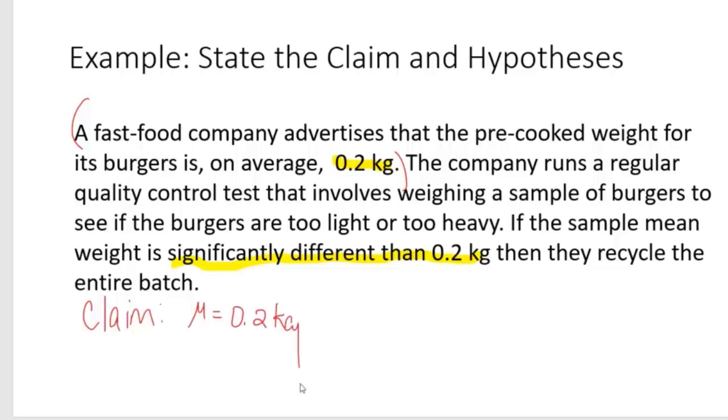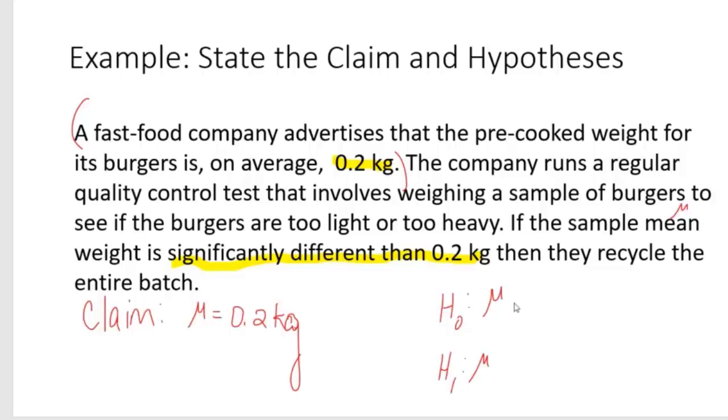Now, I didn't write out the whole sentence, but that is what they're claiming. So our hypothesis, though, we have to have a null and an alternative. The null hypothesis and the alternative will always involve the parameter that you're talking about, which was the mean weight. So we're dealing with mu. Even though they took a sample to test it, we're trying to test something about the population. So these are both going to involve mu, just like our other ones both involve p.